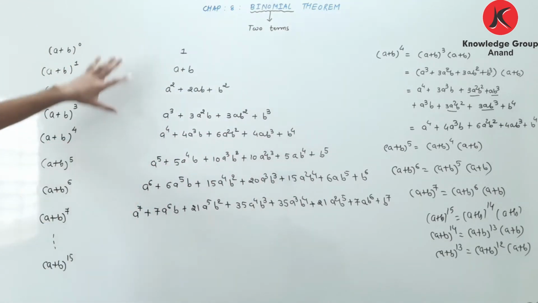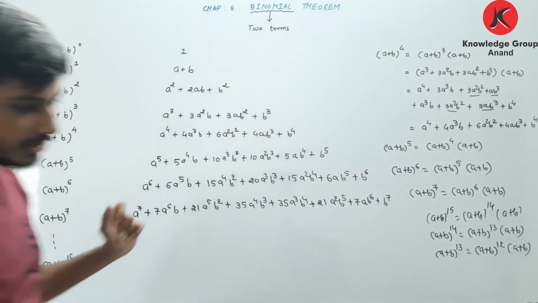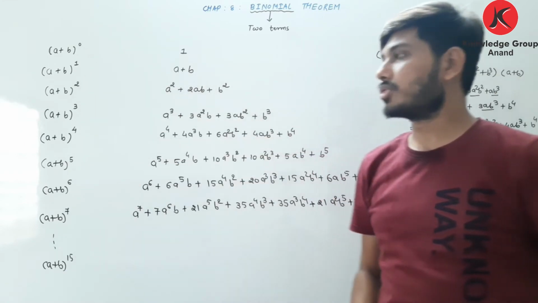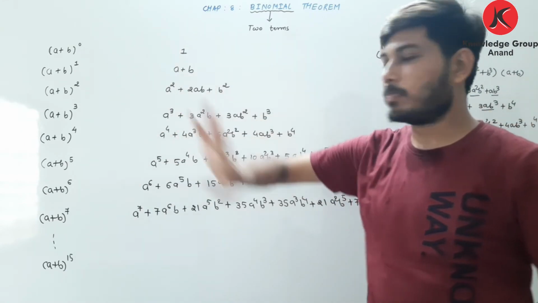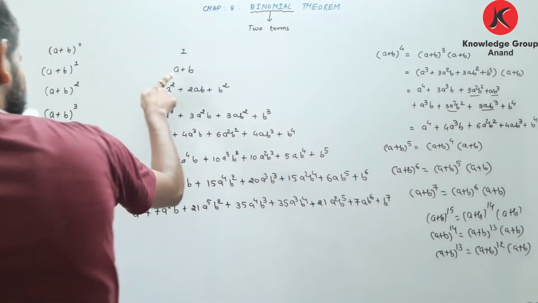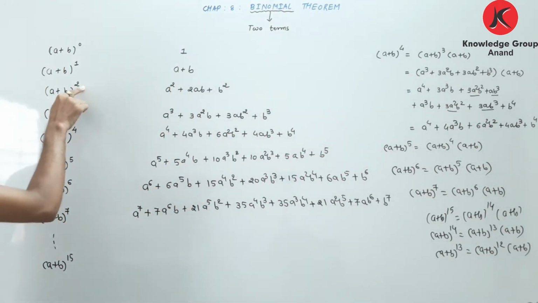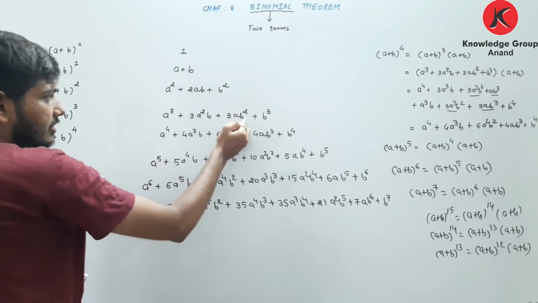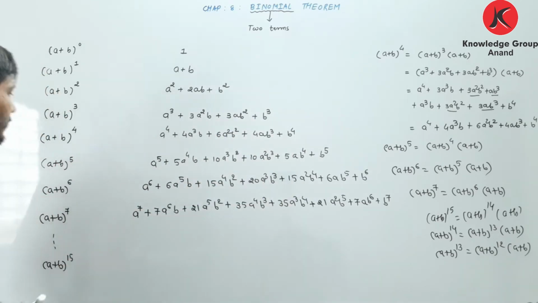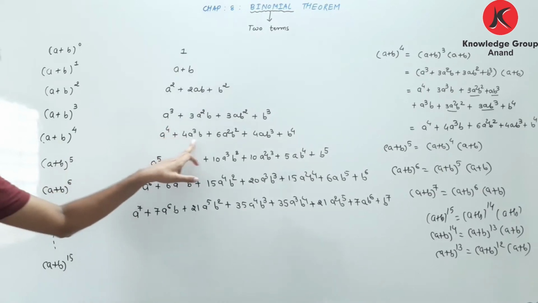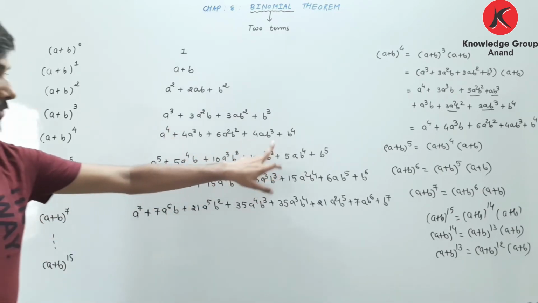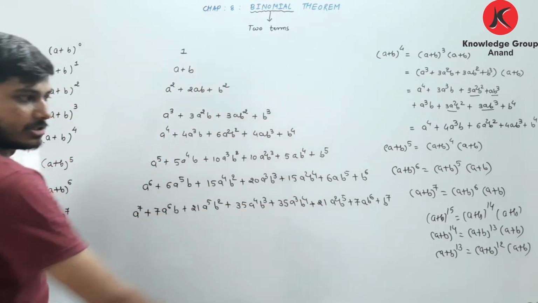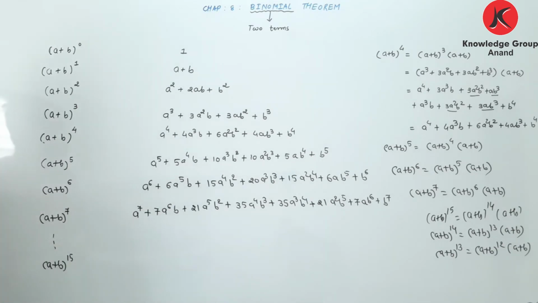But let me teach you some very simple observations. Pay attention. Here is a very simple observation. (a+b)^0, its answer will be 1. That is simple, everyone knows. (a+b)^1 is a+b. (a+b)^2 is a square plus 2ab plus b square. (a+b)^3 is a cube plus 3a square b plus 3ab square plus b cube. (a+b)^4 is a^4 plus 4a cube b plus 6a square b square plus 4ab cube plus b^4. Okay, all these answers are clear to you.